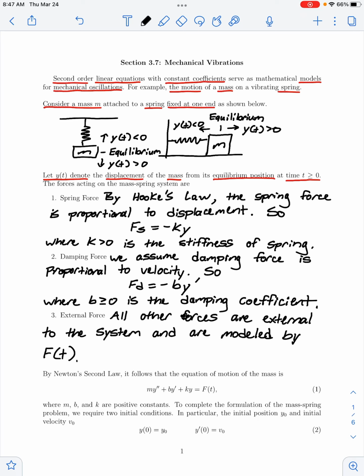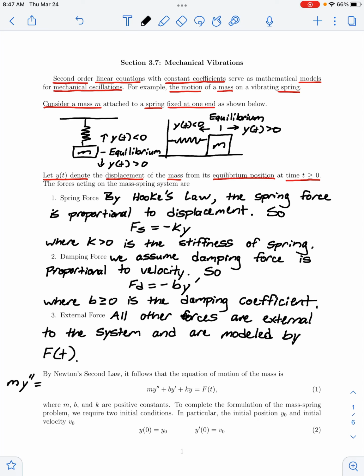So our model of this system, as with most physical systems, follows from Newton's second law of motion, which says that force is mass times acceleration. So let's take a look at this. By Newton's second law, mass times acceleration, which would be the second derivative of our displacement function, is equal to the net resultant force acting on my object.